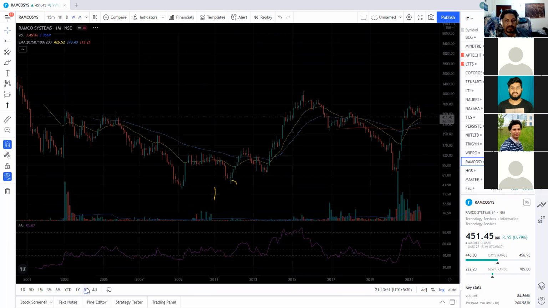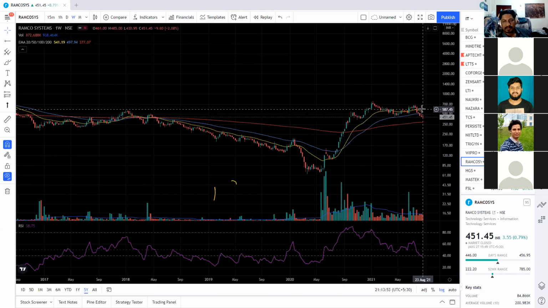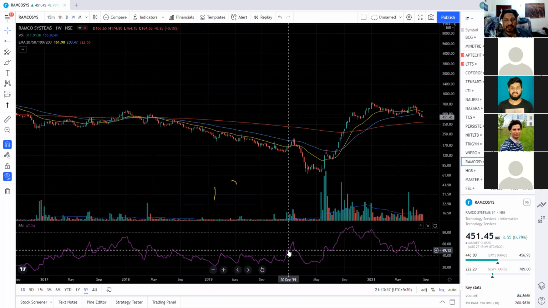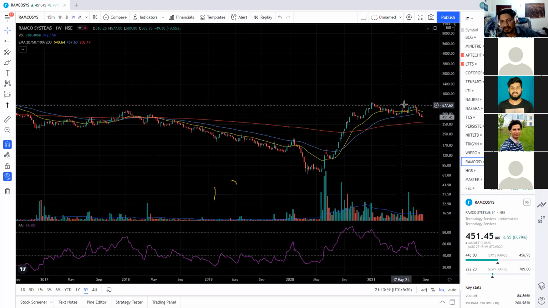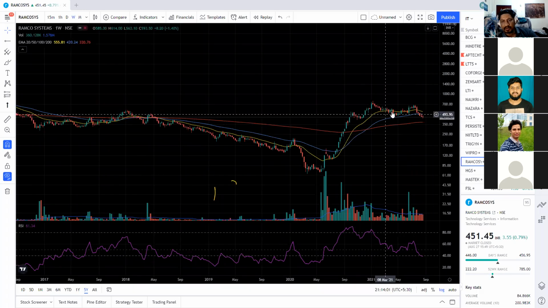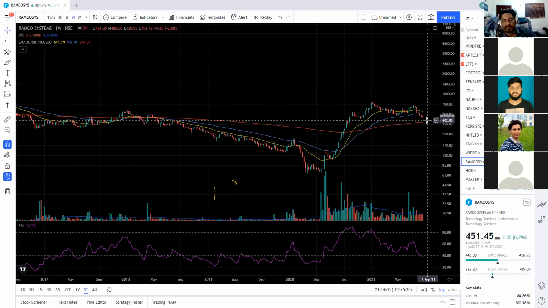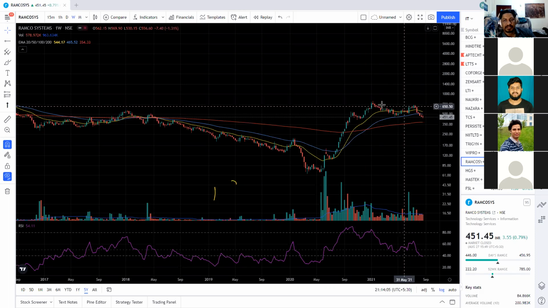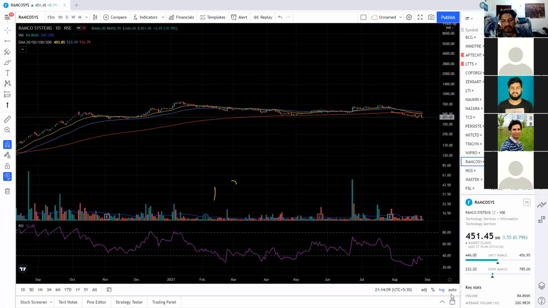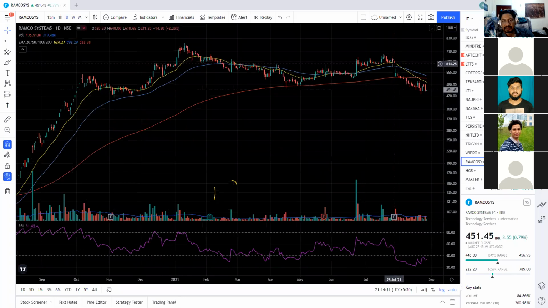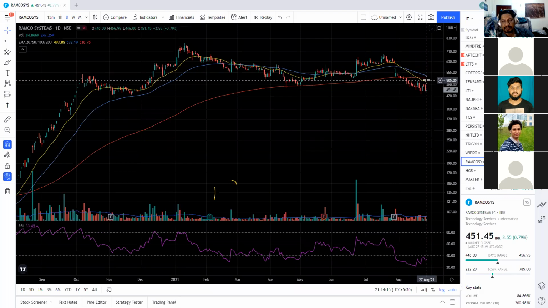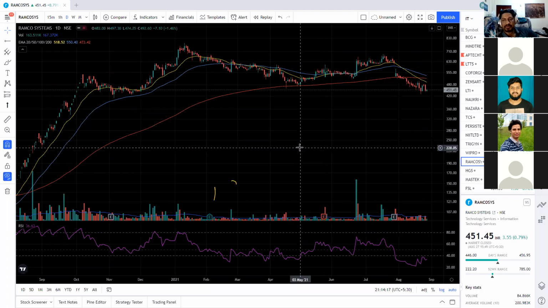Let's go to the weekly one. On the weekly, it is below the 20 week and below the 50 week. So for the midterm, it is slightly bearish because the price is now going below. EMA is flattish, price is going below. So for the midterm, it is slightly bearish. Then you go to the daily chart. On the daily chart, again it is below 20 days, below 50 days, and even below 200 days. So short term, very bearish.